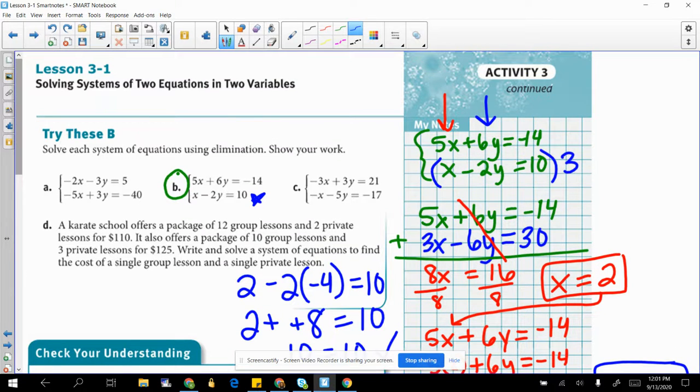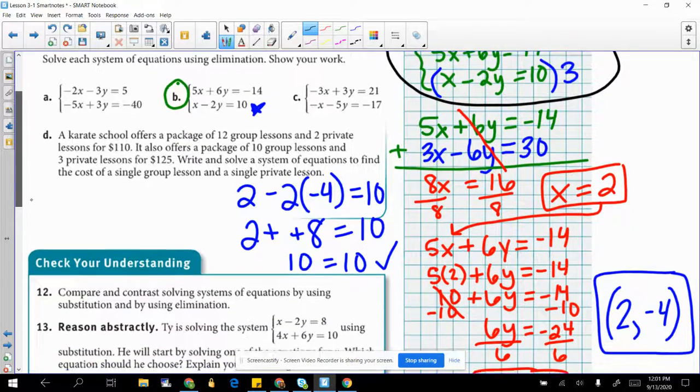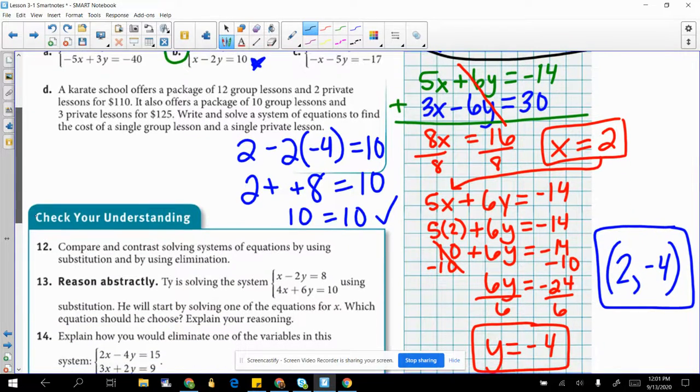Okay, so again, just think back to this step here. Remember, we were just looking at how we could eliminate a variable, and we chose to eliminate y by multiplying the second equation by 3. Remember that we also could have chosen to eliminate x by multiplying the second equation by negative 5. Either way, you would have gotten the same answer, which was 2, negative 4.